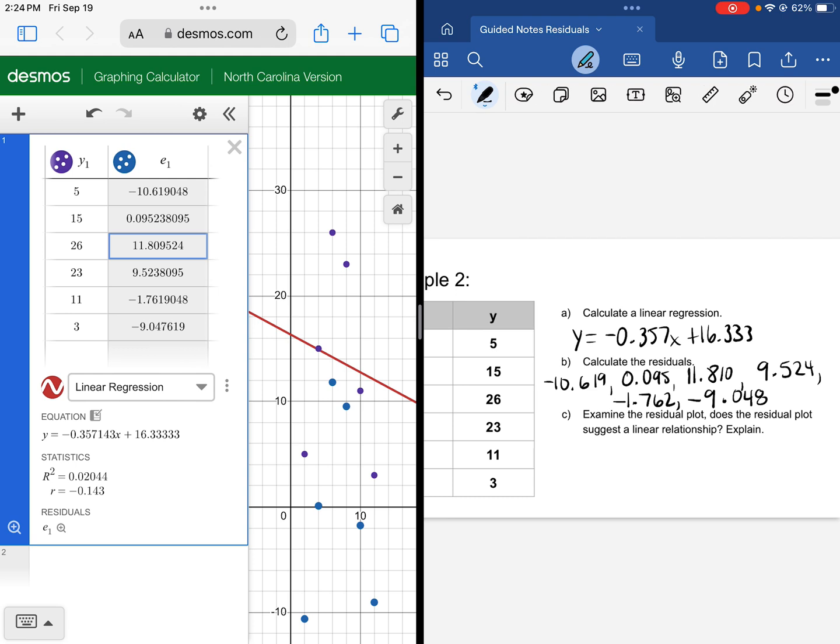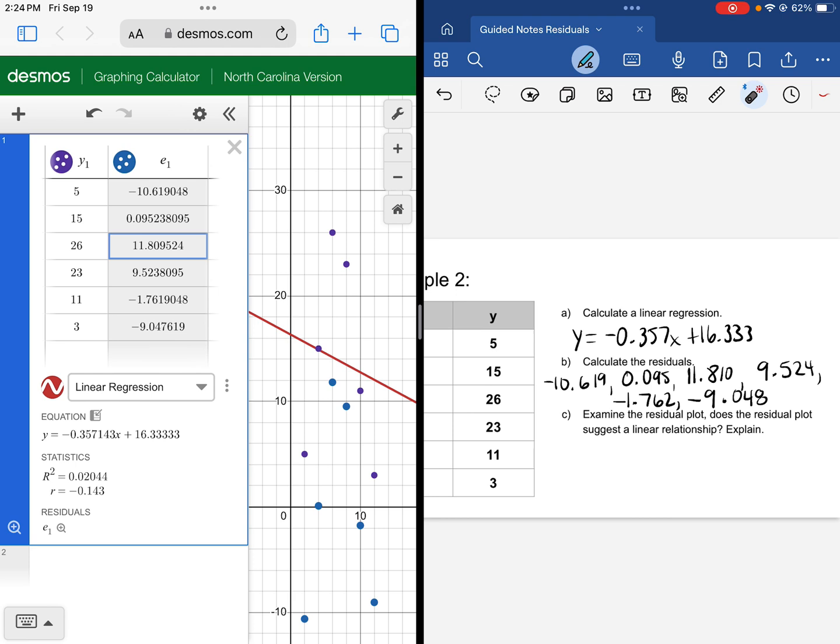The y values that are in the table, these here. And then if I'd taken each of those x's and plugged it into that equation and gotten the y that produced, and subtracted, this is how we're getting those residual values.